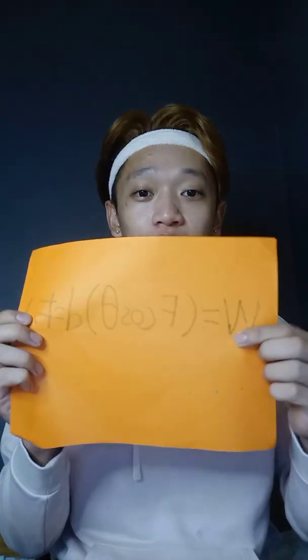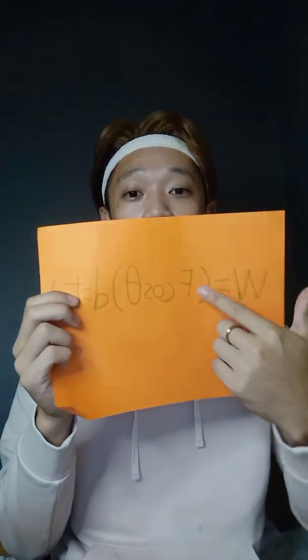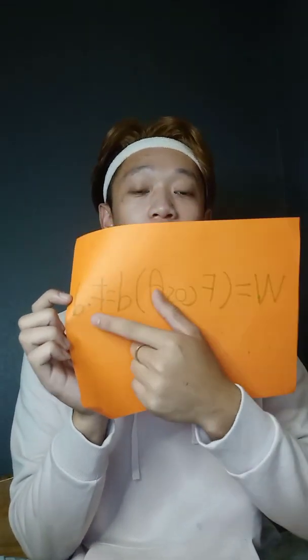So let's define work. Work is the product of the component of the force in the direction of the displacement and the magnitude of this displacement. Mathematically, the above statement is expressed as follows: W = F cos theta · d, which is force times displacement.